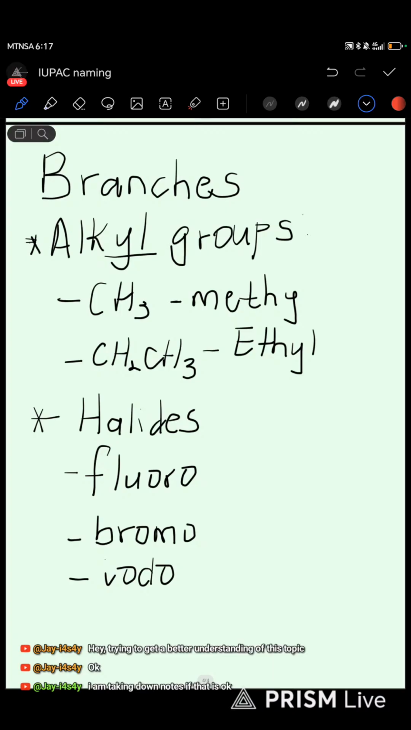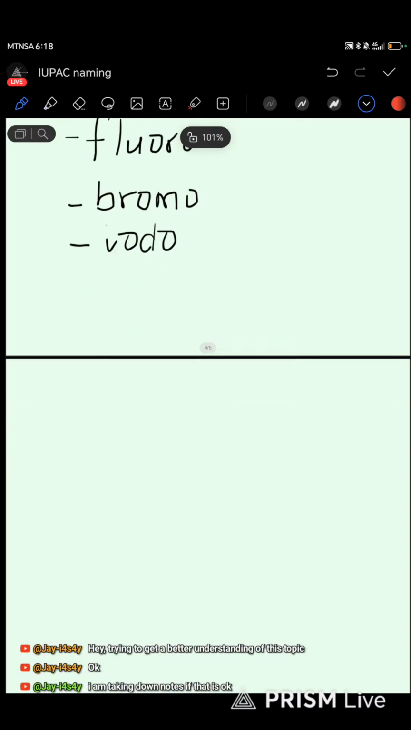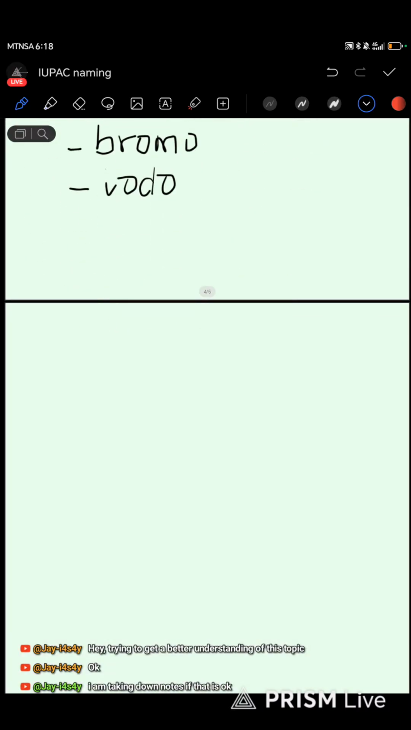Now let's look at examples where we have branches and how to name when we have branches. Okay, I'm going to draw a structure and then I'm going to give you an opportunity to name it and see how far you can go with the naming. We'll start with an easy one.